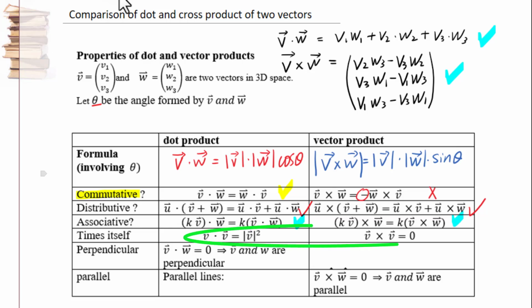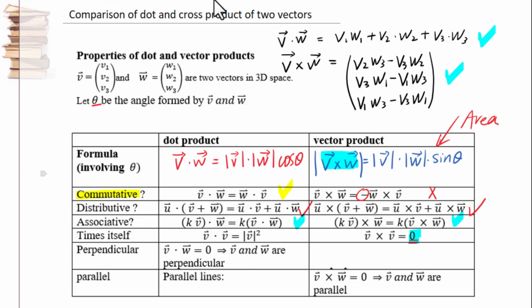If vector v dot itself, you will get the magnitude of v squared. If vector v cross itself, you will get 0, because the magnitude of vector product means the area of a parallelogram formed by these two vectors. Any vector and itself cannot form any parallelogram. So v cross v equals 0.